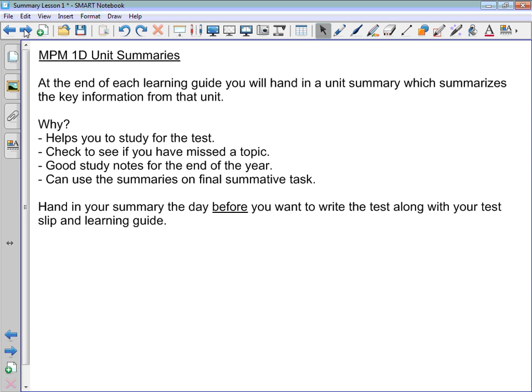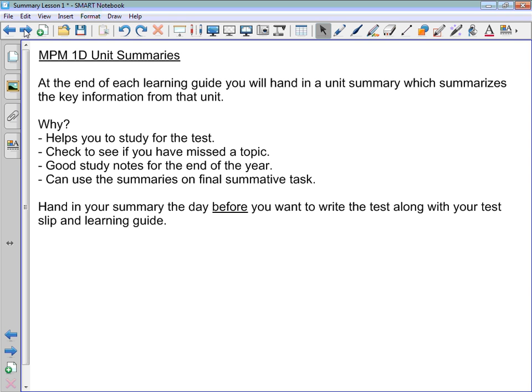These make excellent study notes for the end of the year because it's a brief summary of the key points out of the learning guide and out of the lessons. And when you do your final summative task at the very end of the year in the exam period, you can use these summaries as a reference. So think of these maybe kind of like cheat sheets for that final exam.